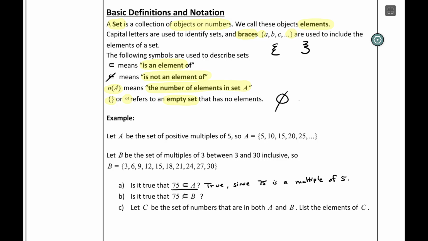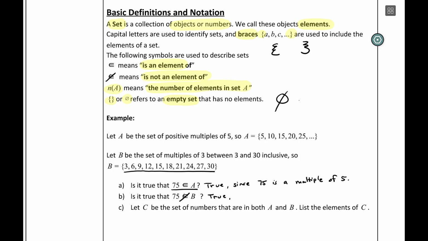Next question, is it true that 75 is not an element of B? It's hard to see that slash there in that notation, but we'll go right through it. You might start thinking to yourself, well, wait, 75 is a multiple of 3, but it is not a number within this set because we've put that cap on it. So I would say this is true, because 75 is not an element of B. While it is a multiple of 3, it is not between 3 and 30.